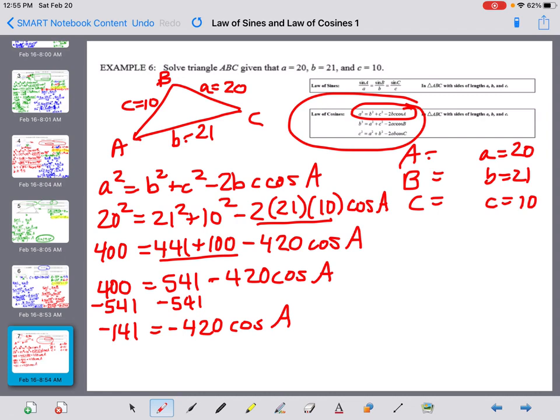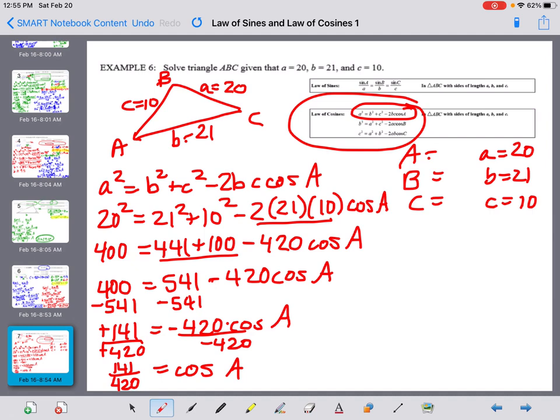I'm working to get A by itself. That negative 420 is multiplied in there, so we have to divide to get it to the other side. All right. Remember from earlier, I choose not to actually divide, but just leave that fraction. I will get rid of these two negatives because two negatives will divide to make a positive. So I'm just going to leave it 141 over 420.